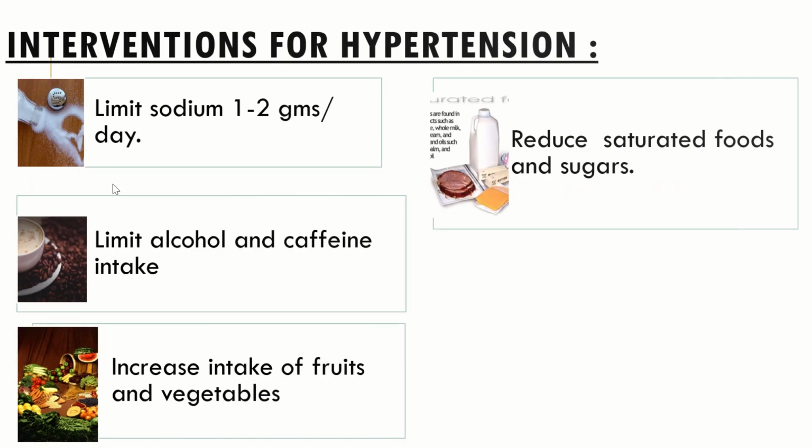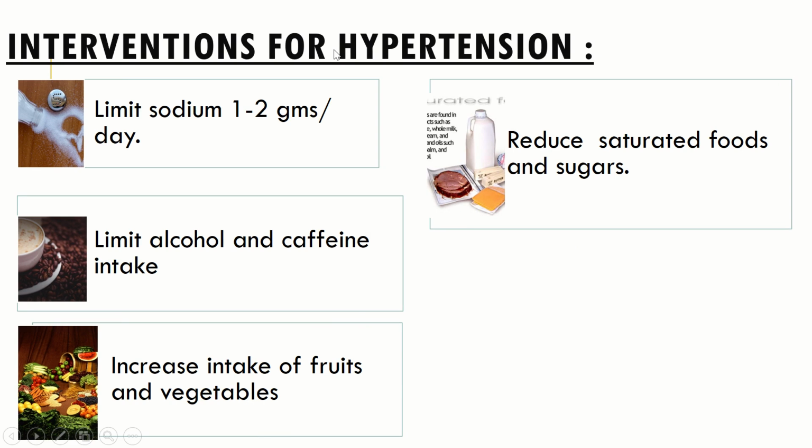Next is interventions. For hypertension, these are the home remedies which we can take, which can help in the prevention or reduction of hypertension. That is, limit sodium to 1 to 2 grams per day. 1 to 2 grams means a very minimal amount. This can help in reducing the blood pressure in a patient. So limit the sodium, and limit alcohol and caffeine intake, as we already said that they cause narrowing of the blood vessels. Limiting this can help.